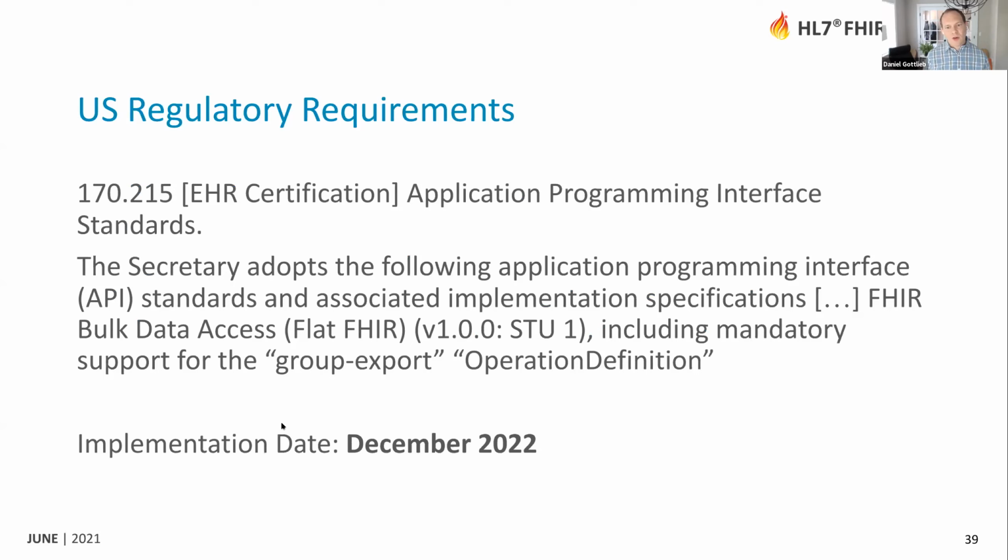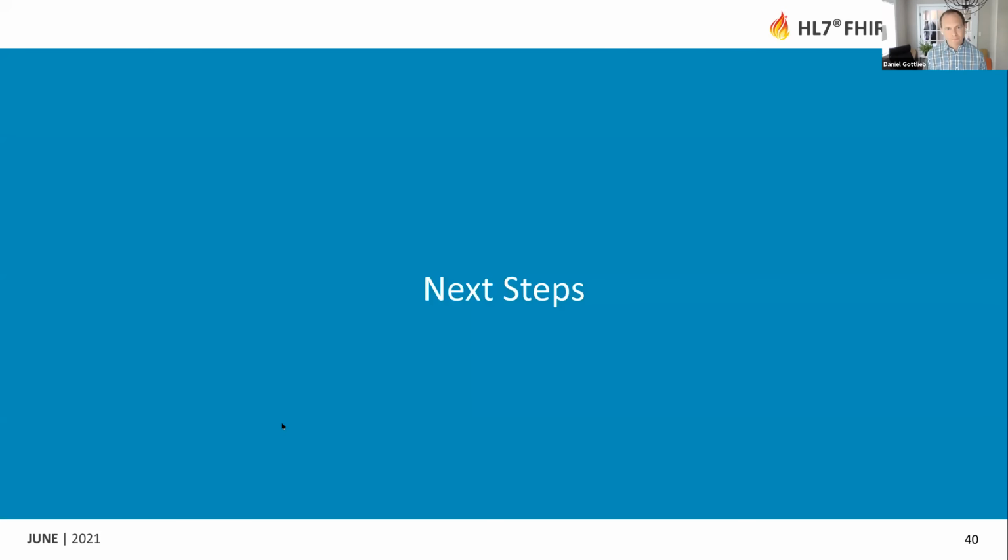The bulk data API is also a required certification requirement for EHRs beginning in December of 2022 in the United States. This got pushed out a little bit because of COVID, so it was originally supposed to be a little earlier. But that means that most EHRs and many of the large EHR vendors in the United States will support bulk data as a way to get data out of the system, which is really exciting around improving interoperability and simplifying how to move data between different systems in healthcare.